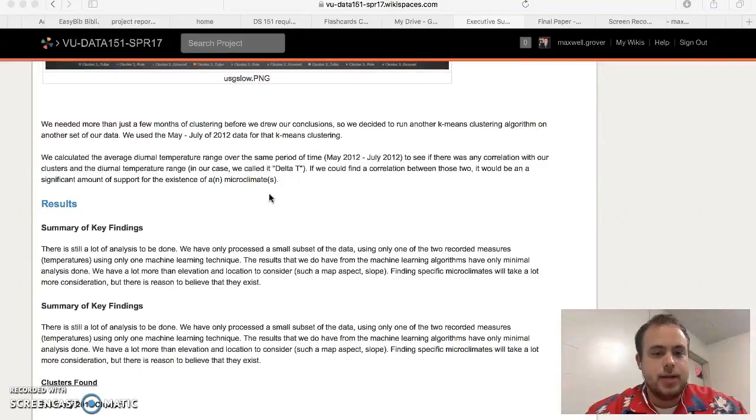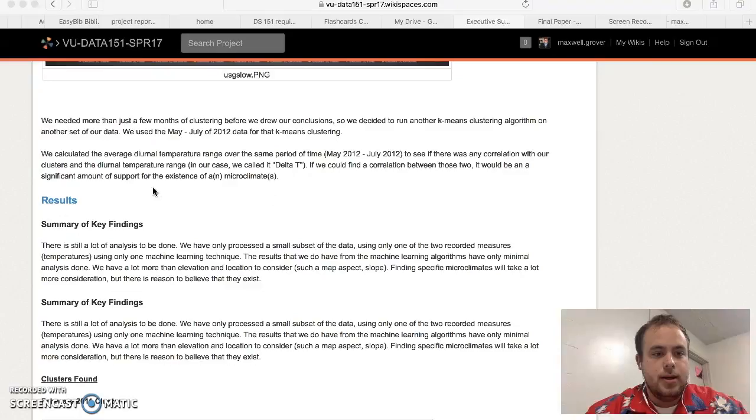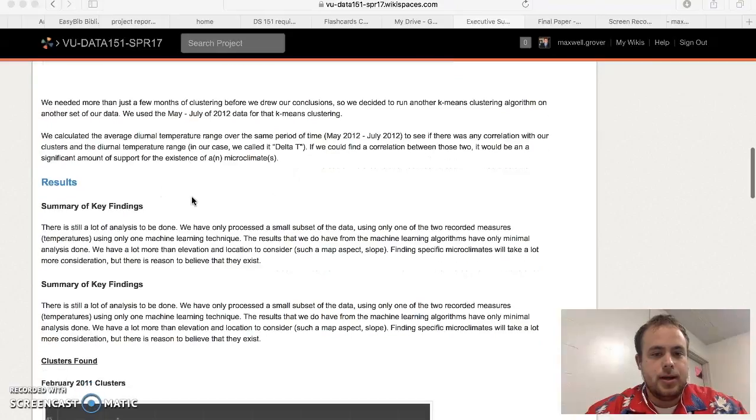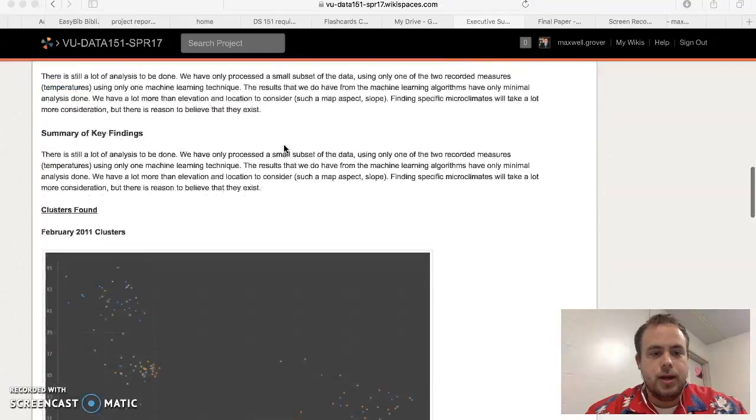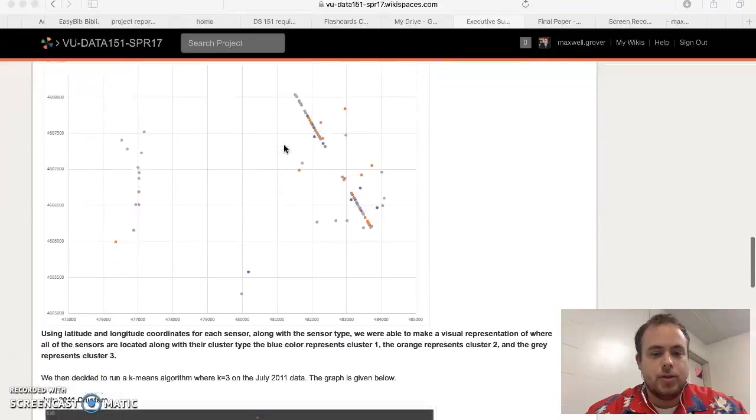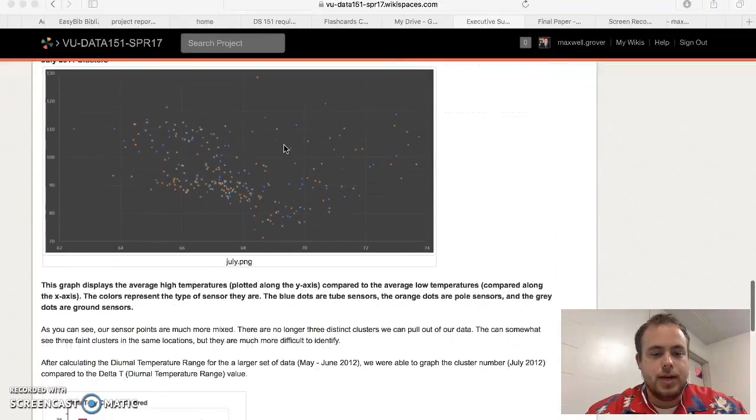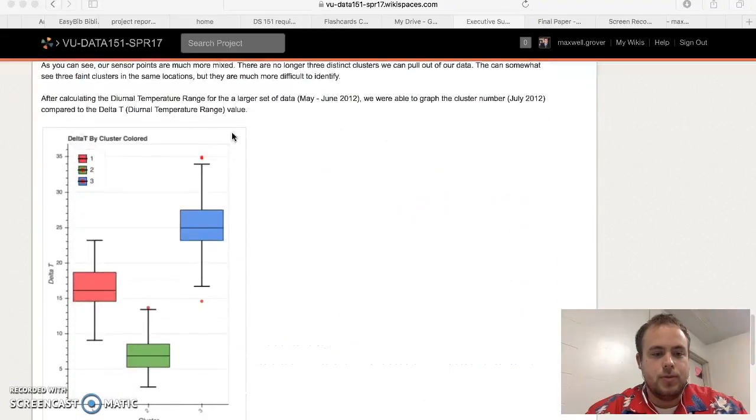And then we also decided to run a calculation which determines the diurnal temperature range, which we assigned as the variable delta T, which will essentially calculate how much it warms up or cools down throughout the day. We were able to visually represent that on our delta T cluster right here.